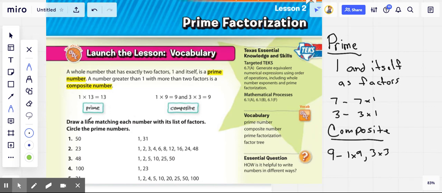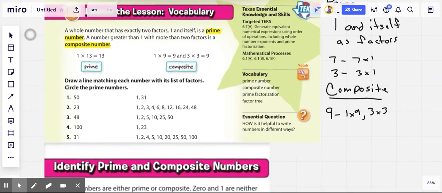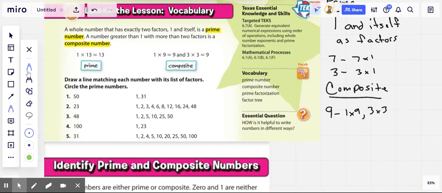All right, so let's do this real quick. It says draw a line matching each number with its list of factors. Circle the prime numbers. Let me just scroll up here real quick. There we go. Let's just do this together. You're probably done already, but let me go ahead and start. So I know that 31 will be here. 23 is a prime number. Oh, we need to circle the prime numbers. I'm sorry.